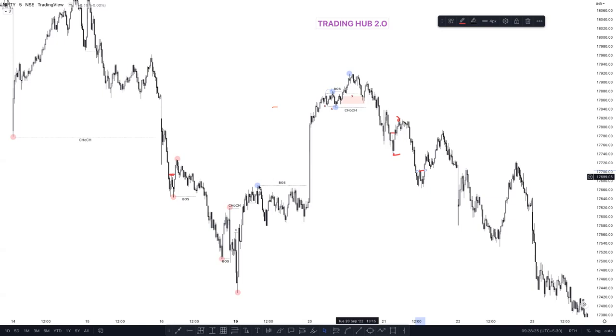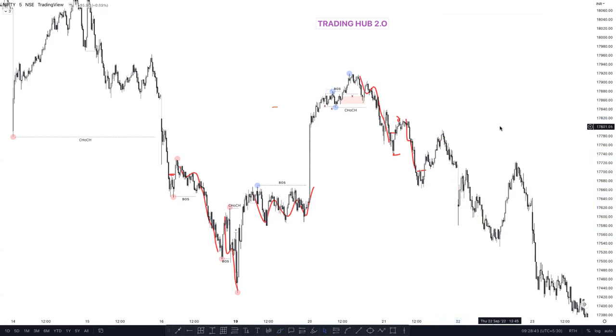And if anything happens between the major high or low, that's called internal structure. This one is our internal structure, right? This is a very minor structure. These are all internal structure. We can't take entries in internal structures.